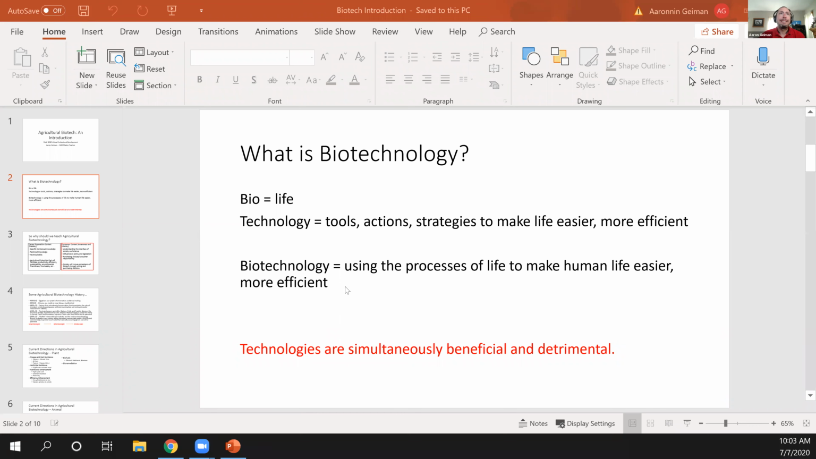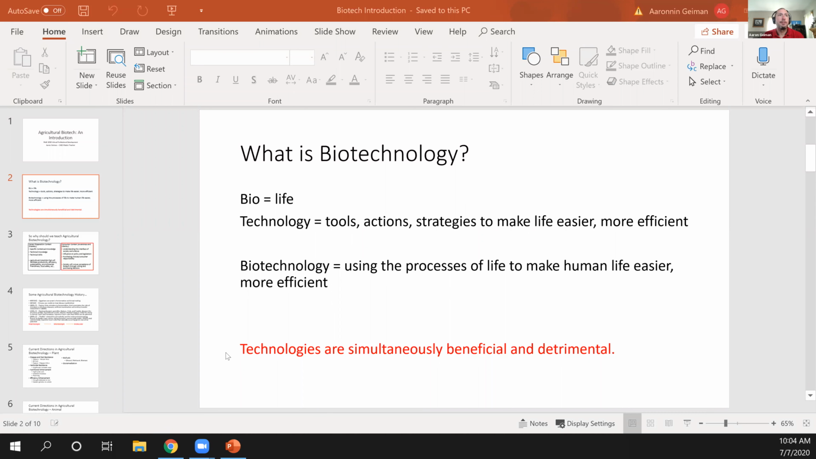Putting those two things together, it's simply using things from life, processes of life, stuff from Mother Nature to make our life easier and more efficient. That's how I want my kids to regurgitate that information when they're discussing it. Moreover, if they're talking about biotechnology with someone who's not quite as scientifically versed, that might make better sense than some of the definitions that we sometimes find in textbooks and so forth.